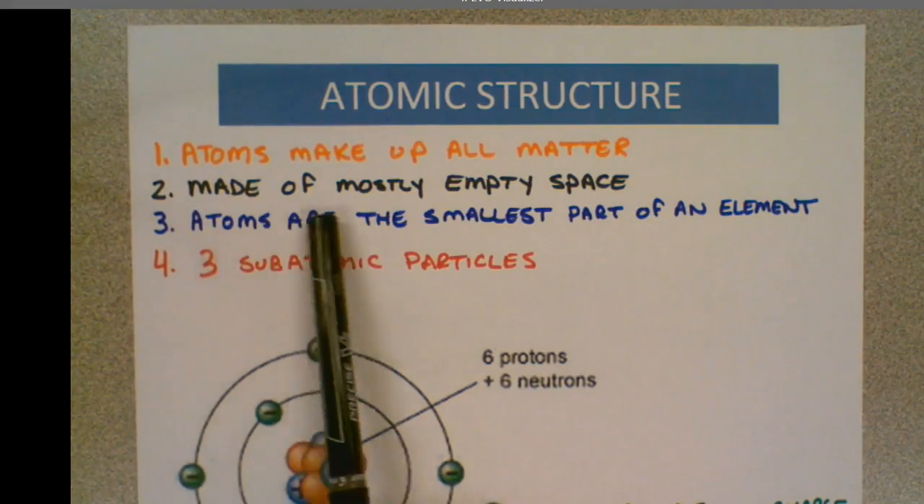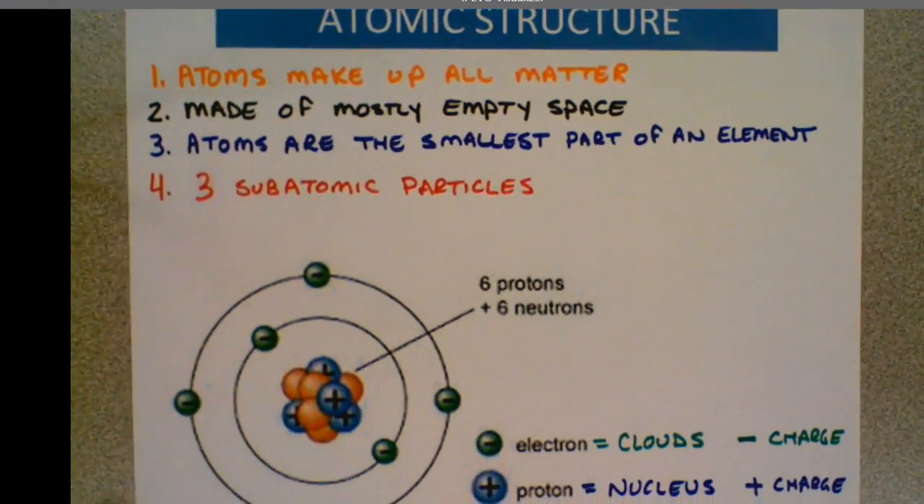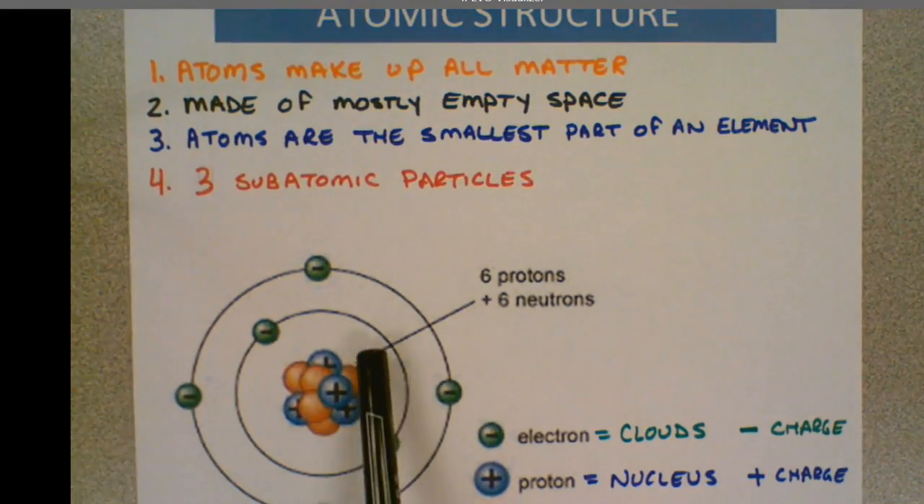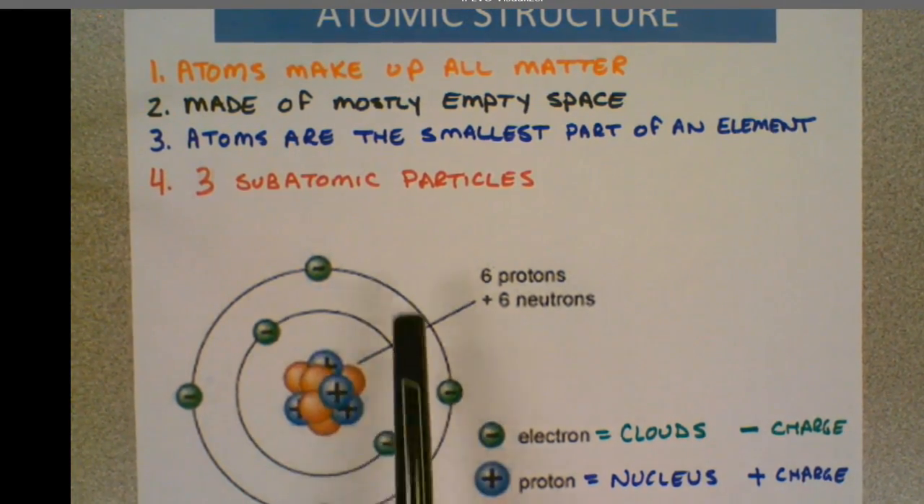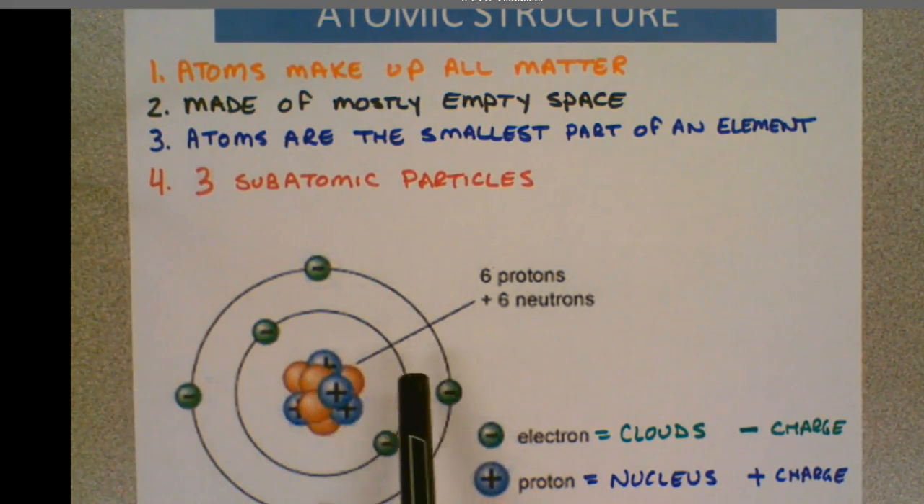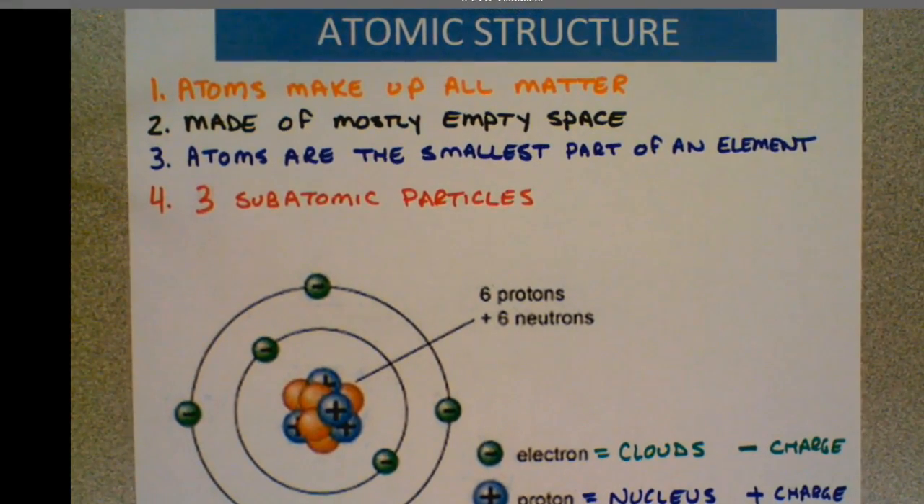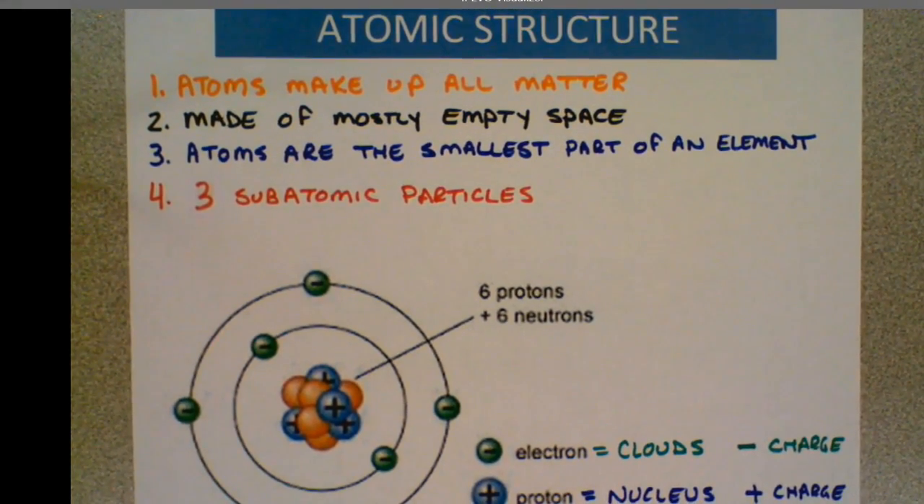Number two, atoms are made mostly of empty space. So if you look at our classic picture of an atom, it's actually mostly empty space. We've got our nucleus, and then we have these electrons, and in between is a lot of empty space. Kind of interesting to think that most of the universe around us is just empty space.